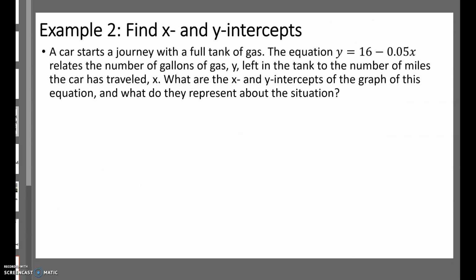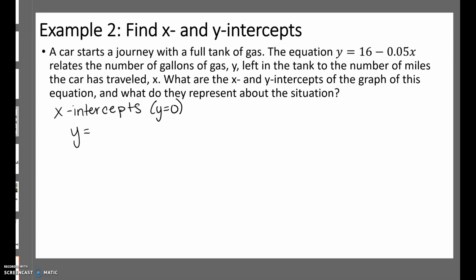Okay, example 2, we're going to be finding the x and y intercepts of this car that has a full tank of gas. The equation is here, and it relates the number of gallons of gas and the number of miles the car has traveled, and it wants to know what the x-intercepts and the y-intercepts are, and what they represent. So if we remember, x-intercepts would be on the x-axis, and so that's when y equals 0. So we're going to take this equation and plug in 0 for y. And so if I do that, I have this here, and then we're going to solve for x.